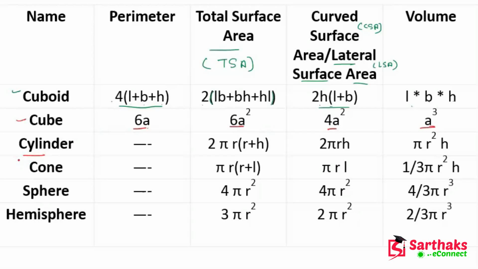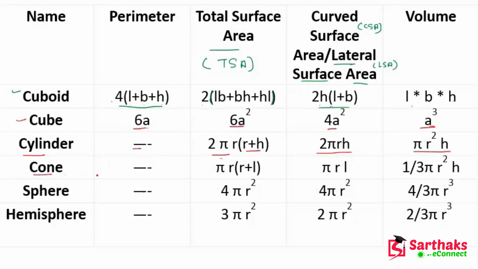Now in a cylinder, there is no perimeter. The total surface area TSA is 2 pi r (r plus h). Here r is the radius of the base circle and h is the height of the cylinder. The curved surface area is 2 pi rh and the volume is pi r square h.